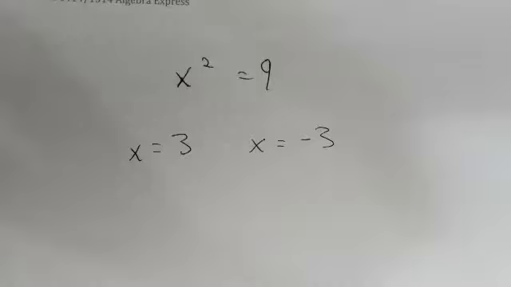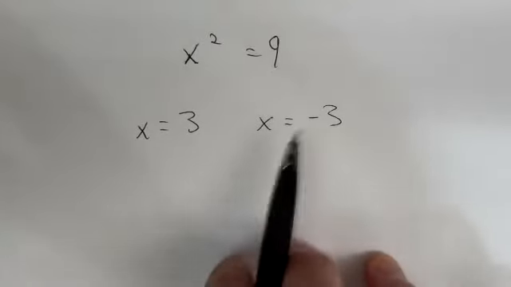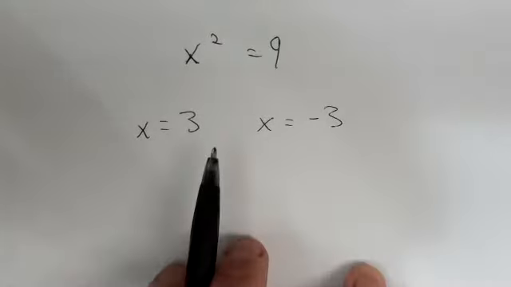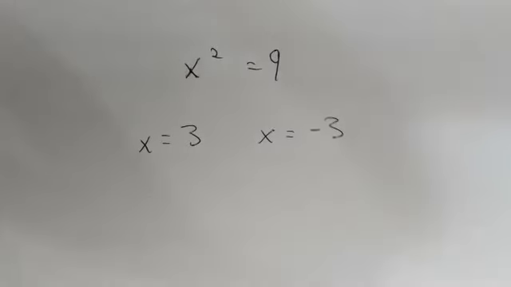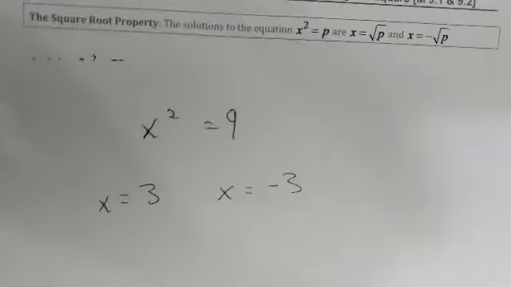And so this is basically the square root property. If we have something squared, we can take the square root, but we also have to account for the negative, is the thing that you have to remember. So anytime you take a square root, plus or negative. So this is the square root property.